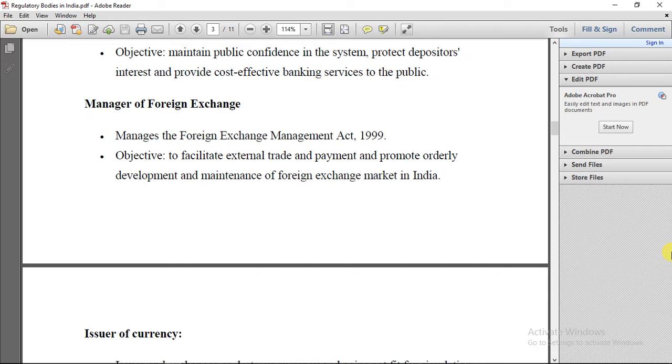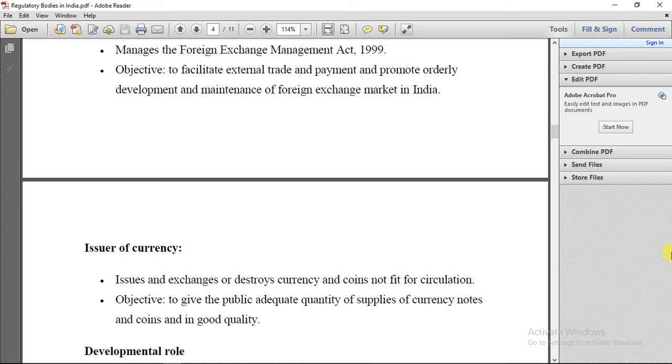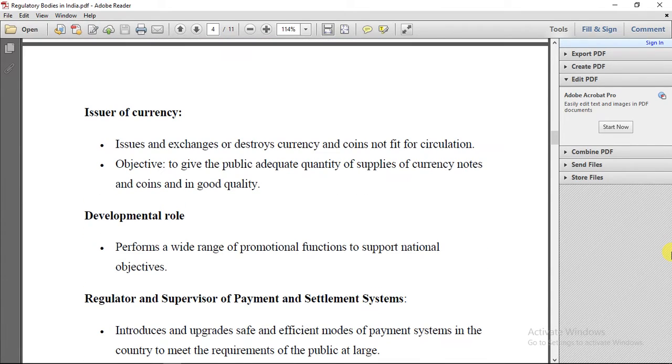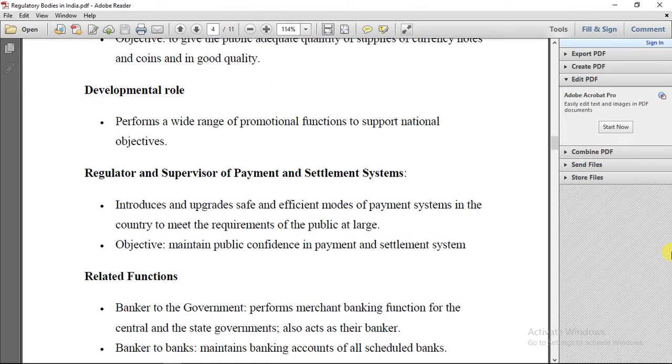Next, manager of foreign exchange manages the Foreign Exchange Management Act 1999 or FEMA 1999. Now objective is to facilitate external trade, payment and promote orderly development and maintenance of foreign exchange market in India. Issuer of currency issues and exchanges or destroys currencies and coins not fit for circulation. The objective is to give the public adequate quantity of supplies of currency notes and coins and in good quality. Next one is developmental role. Performs a wide range of promotional functions to support national objectives.